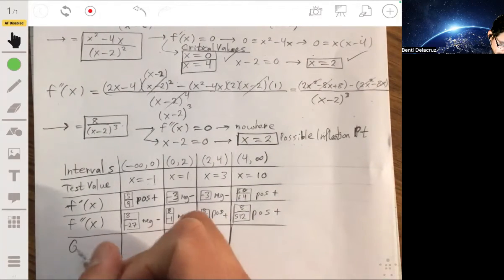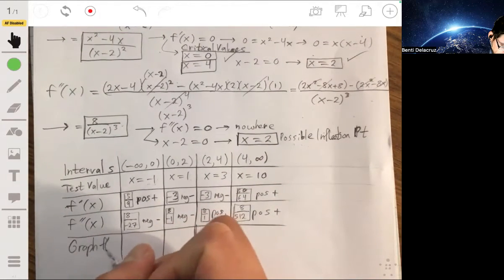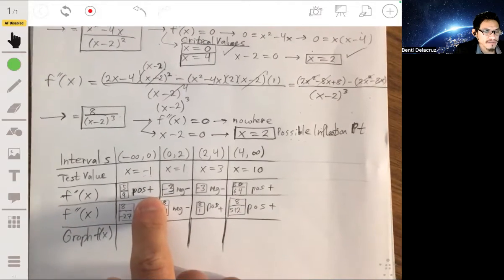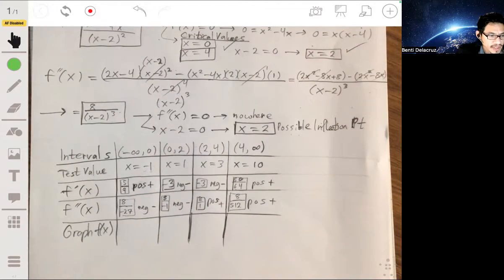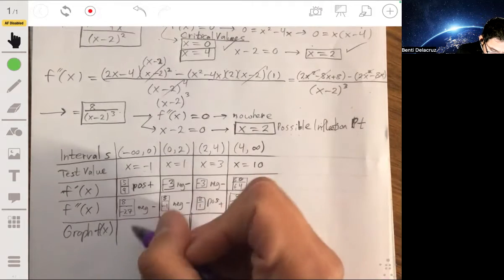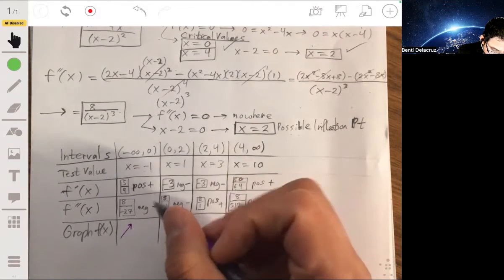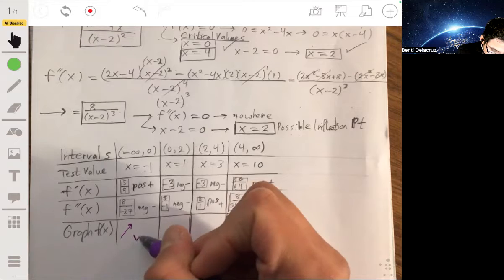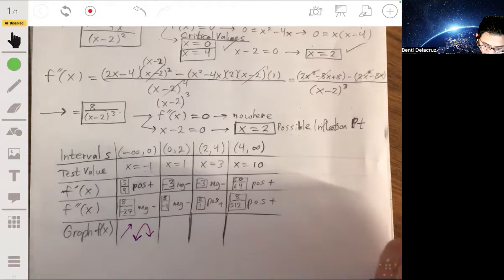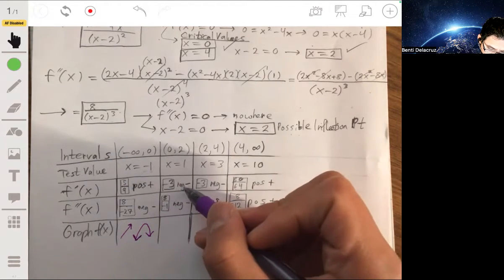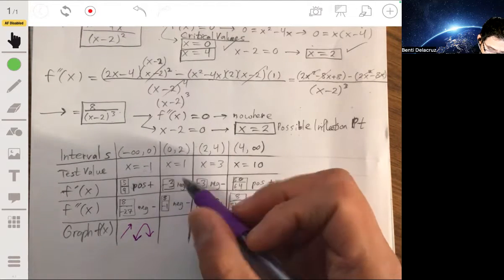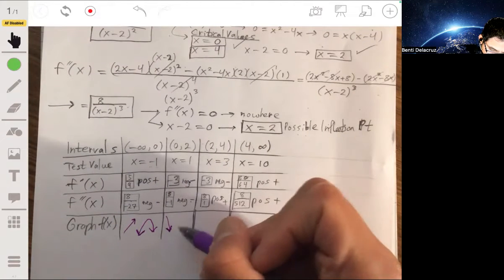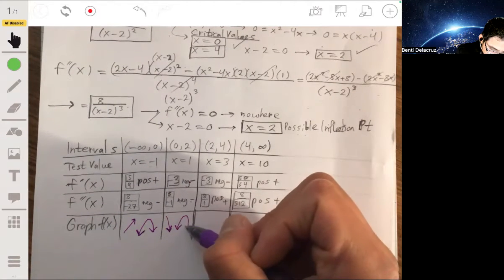So then I like to put the graph of f of x here. If the first derivative is positive here, it means the graph of the function is going to be increasing. And if the second derivative is negative, it's going to be concave down. So it's increasing, but concave down. Here, the first derivative is negative, so the graph is going to be decreasing, and it's still concave down because the second derivative is negative.